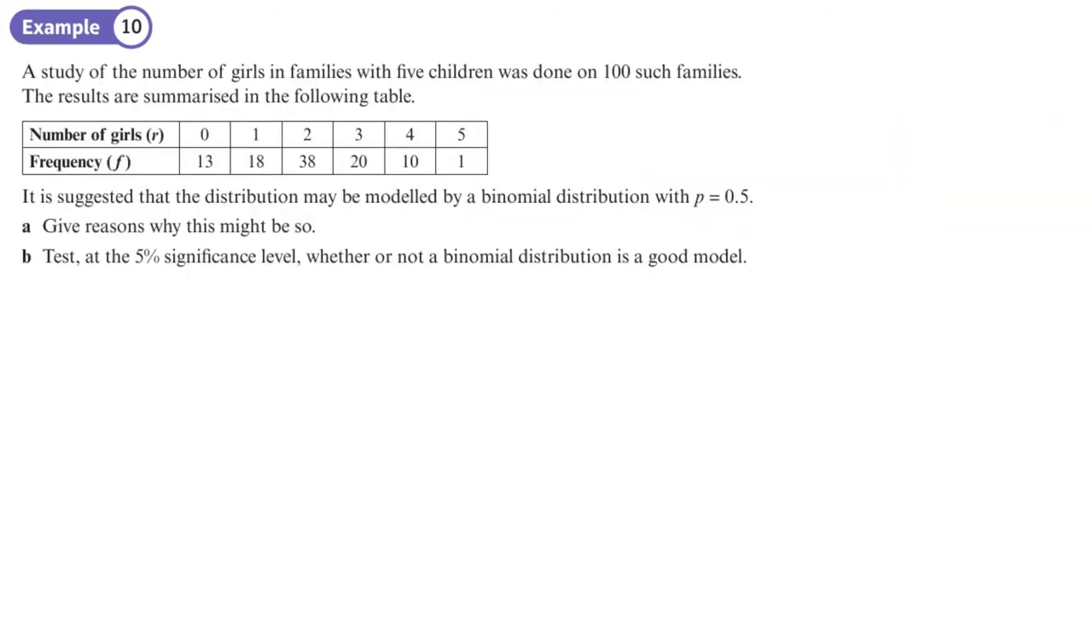Okay, the study of a number of girls in families with 5 children done on 100 such families are summarised in the table below. It is suggested that distribution may be modelled by a binomial distribution with p equals 0.5. Give reasons why this might be so.